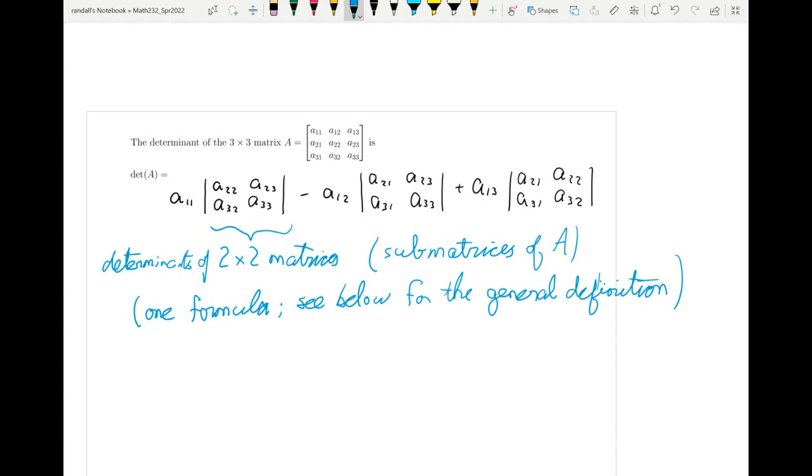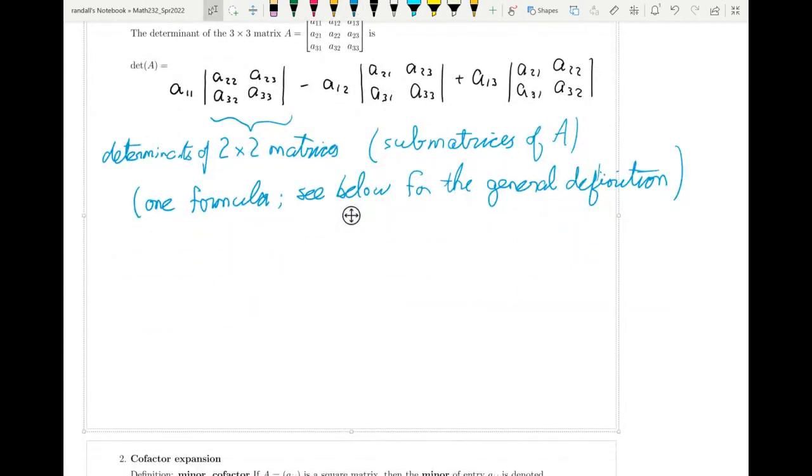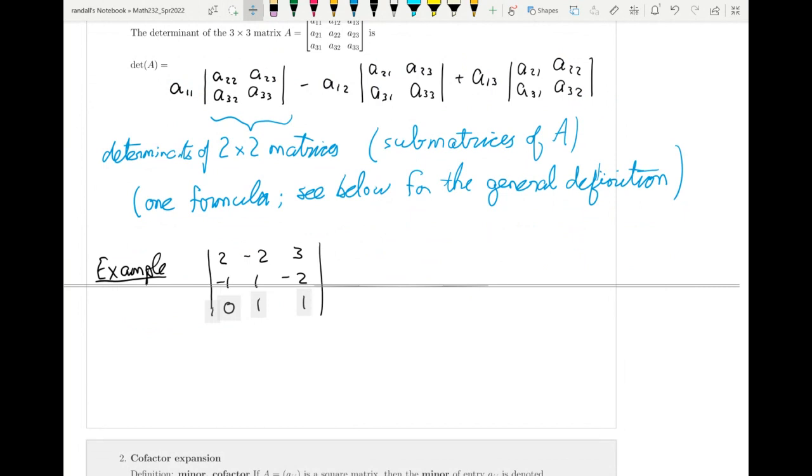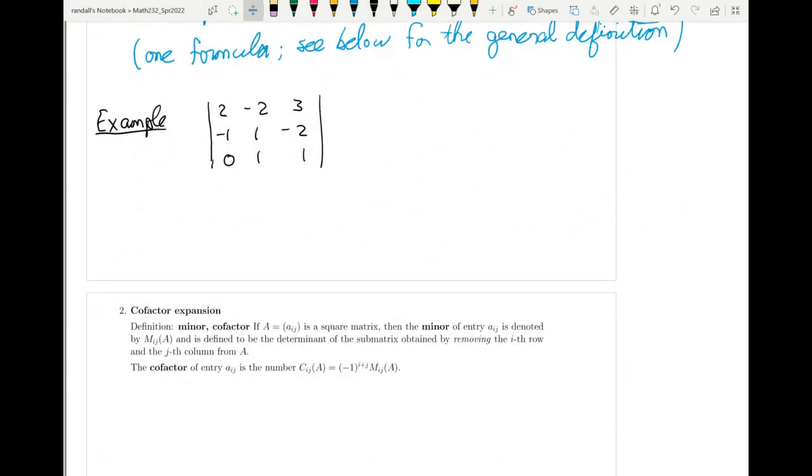Good. So we can do one example here. Let's compute the determinant of this matrix: 2, minus 2, 3, minus 1, 1, minus 2, 0, 1, 1. Let me give myself some more room.